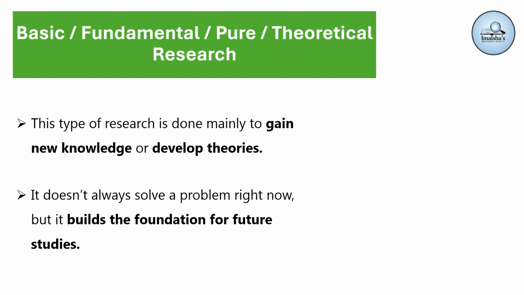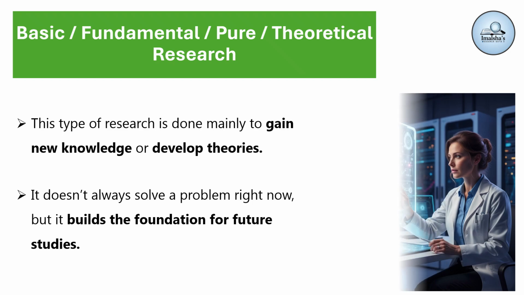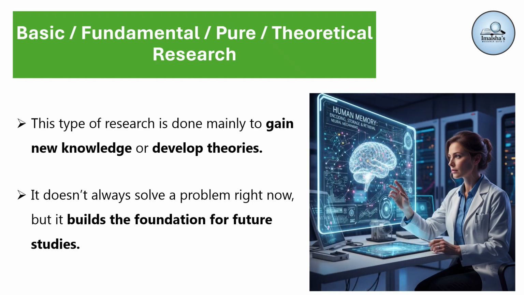Basic, fundamental, pure or theoretical research. This type of research is done mainly to gain new knowledge or develop theories. It doesn't always solve problems right now, but it builds the foundations for future studies. For example, a psychologist studies how memory works in the human brain. At first, this research might not seem useful for daily life, but later it can help improve education methods or even assist in treating patients. So this type of research has universal value. It helps us understand the world better.